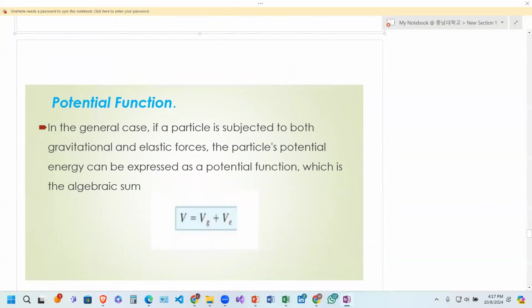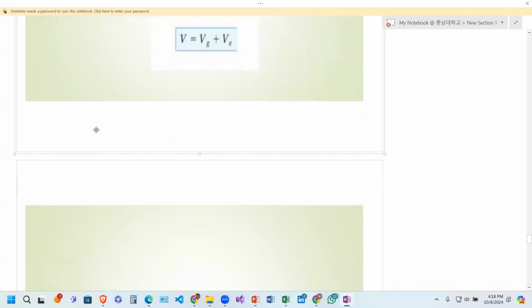Look at the potential function. In the general case, if a particle is subjected to both gravitational and elastic forces, say it has a spring, then the particle's potential energy can be expressed as a potential function, which is the algebraic sum. V is given by the gravitational potential plus the elastic potential. We are going to see more examples even in our tutorials later on.